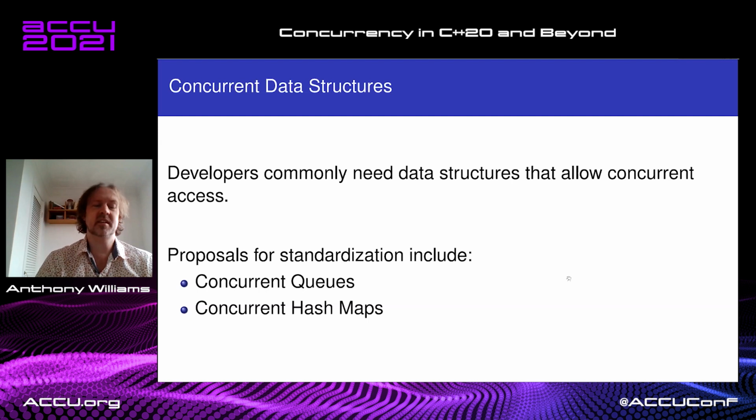There are proposals to standardize some of these. Hash maps and queues are probably the most important and most widely used data structures for concurrent accesses. Obviously, in a given application, you might have specific data structures which are better and more appropriate for you.